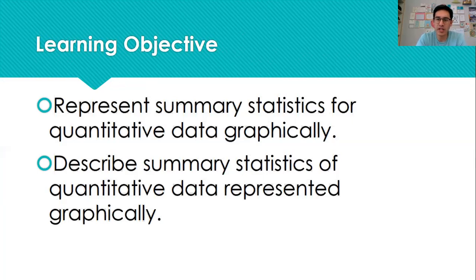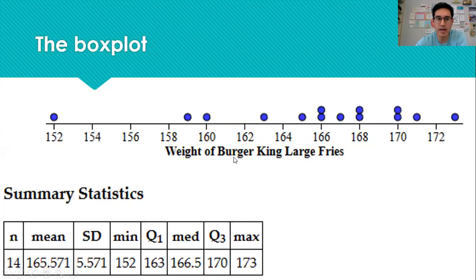So if we just think about the types of graphs we already know how to make for quantitative data, the most basic is a dot plot, and then we can make a stem and leaf plot. We can also make a histogram. In this video, I'm going to show you how you can make a box plot.